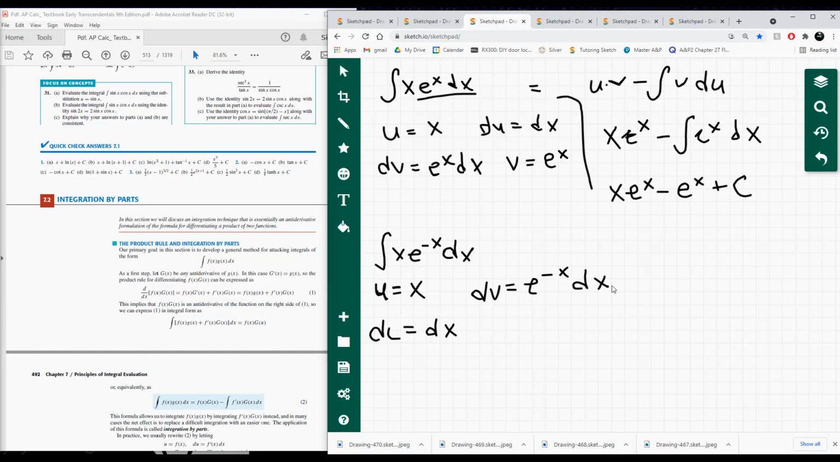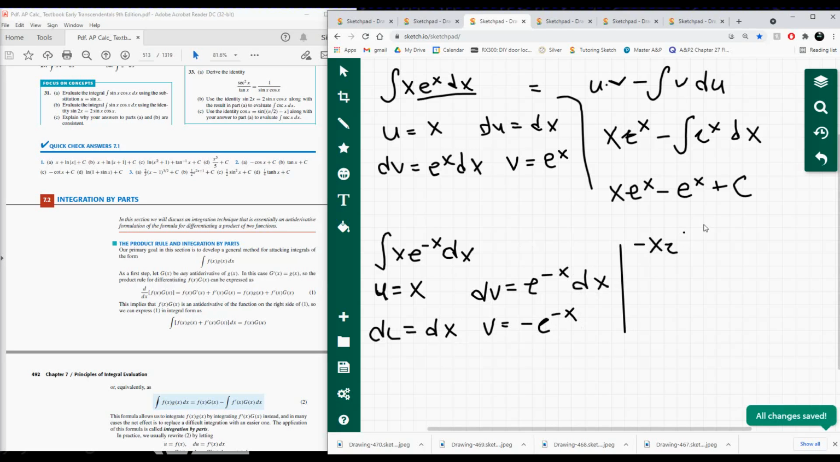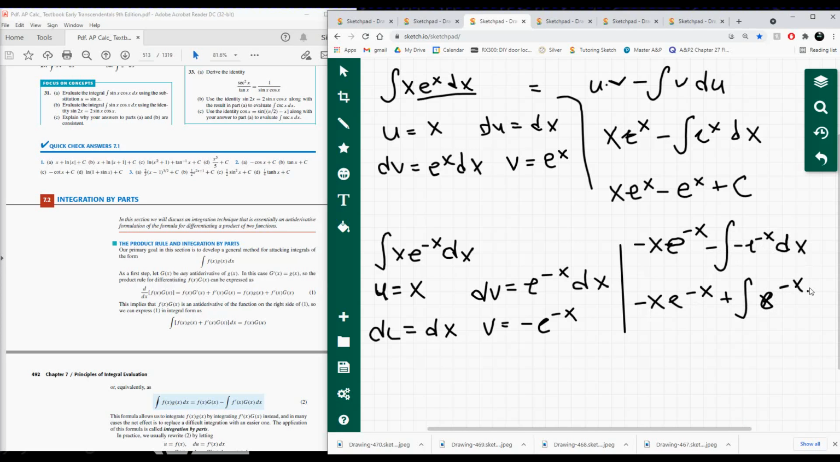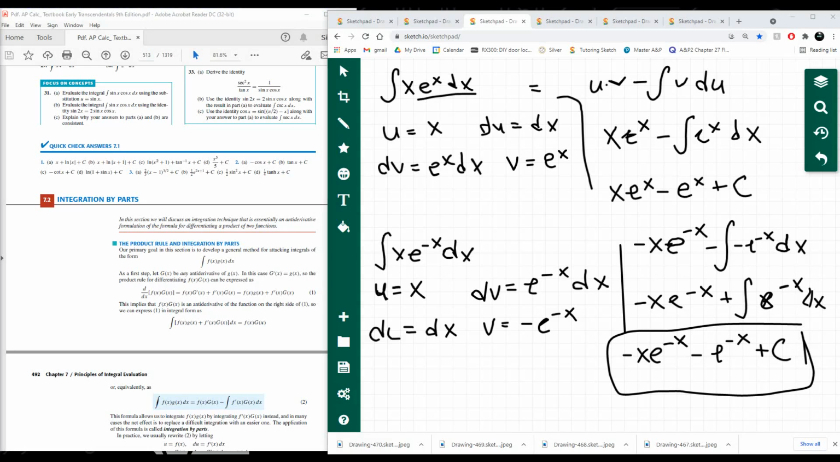And now we have to be careful. The integral of e to the negative x will be v, which is negative e to the negative x. And so as a result, we have the following. We have negative x e to the negative x minus the integral of negative e to the negative x dx. First, I'm going to distribute this negative so that we rewrite it as negative x e to the negative x plus the integral of e to the negative x dx. And now taking this integral, I get negative x e to the negative x minus e to the negative x plus c as my answer.